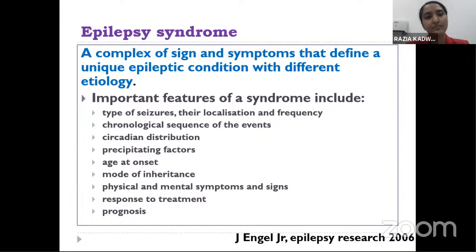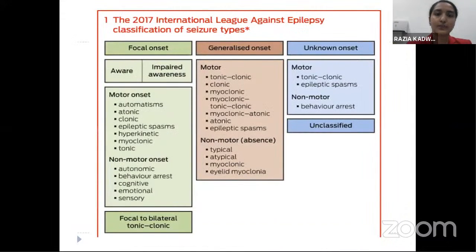Different syndromes will have a typical age of onset. They will have a chronology of sequence of events. They may have circadian rhythm, a particular mode of inheritance, choice medications, and every syndrome will have a different long-term outcome and prognosis. So today, as we're discussing generalized epilepsy, remember in generalized onset seizures, there are two types.